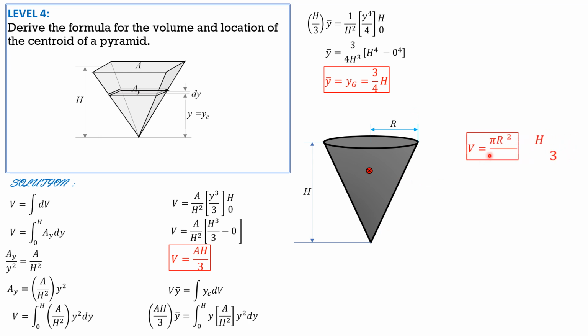The volume is area times H over 3. The area of the base of the cone is the area of a circle, pi r square. The height is big H, then divide by 3. So for the centroid location, this is 3/4 of big H from the vertex, and therefore from the base, 1/4 of big H.